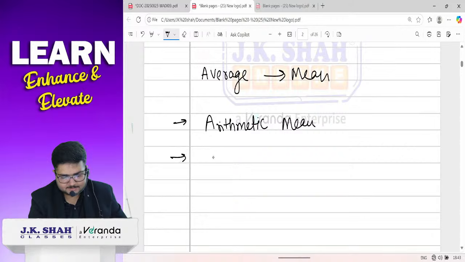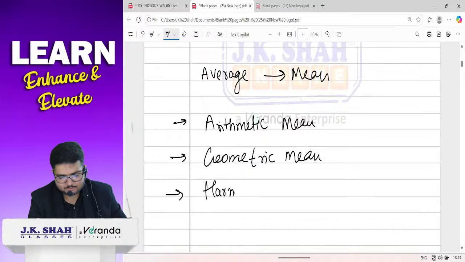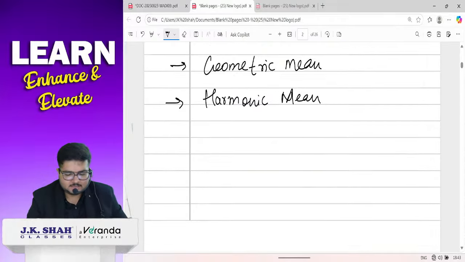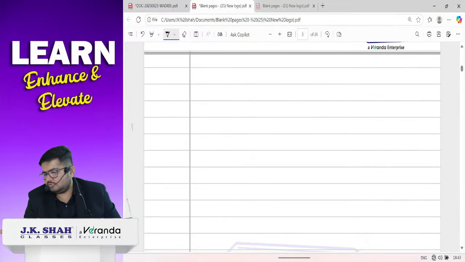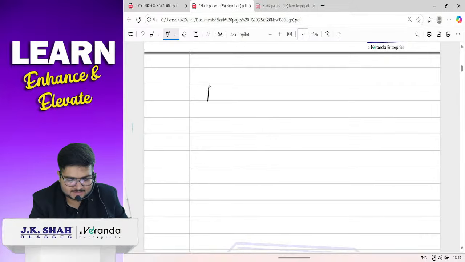Second is geometric mean, third is harmonic mean. Right, let us start with arithmetic mean. Now arithmetic mean is the type of average which you have learnt till now. You have only done this type of average, right?